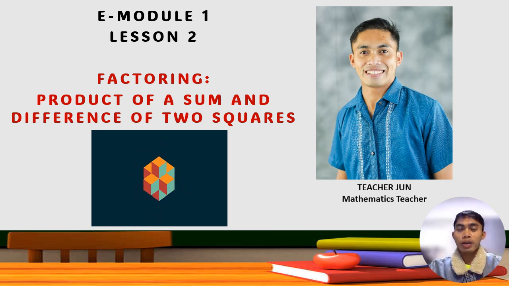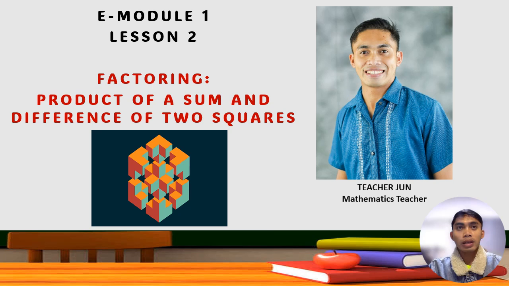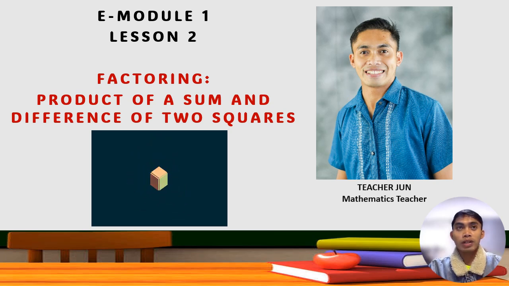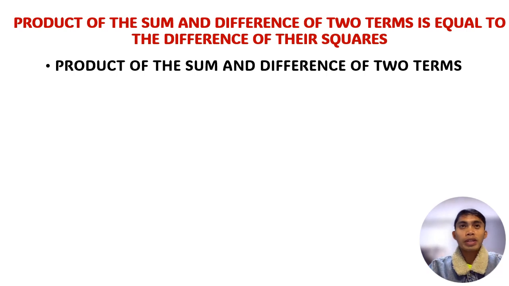Two Squares. In this part, I will give you some examples on how to factor a polynomial given the two squares and finding their product and difference. The product of the sum and difference of two terms is equal to the difference of their squares. So for example, the product of the sum and difference of two terms. We have the given formula, so you need to remember this formula.